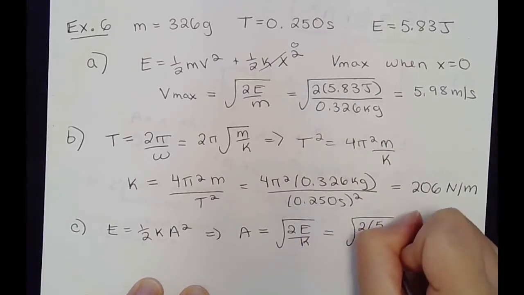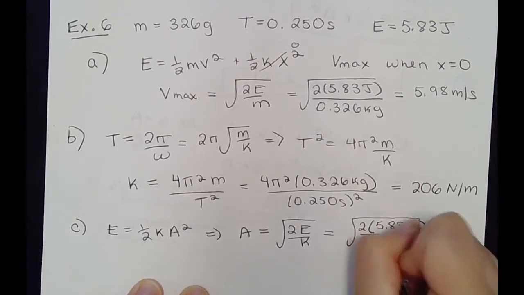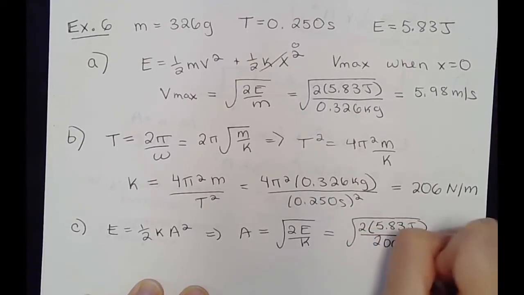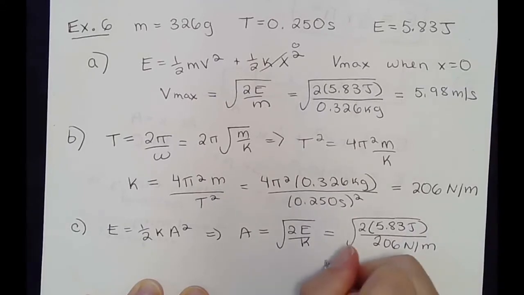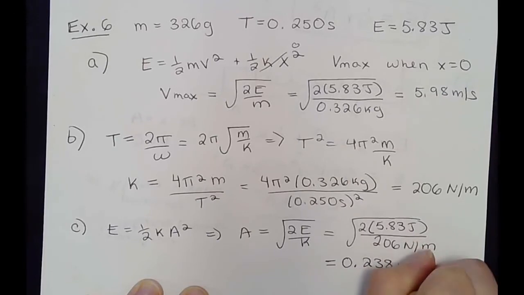So the root of 2.583 joules over 206 newtons per meter, which is an amplitude of 0.238 meters.